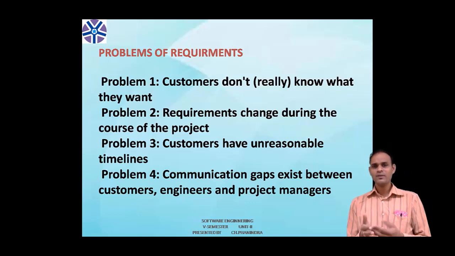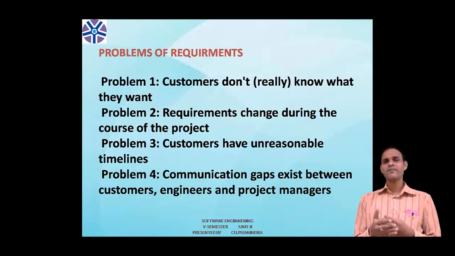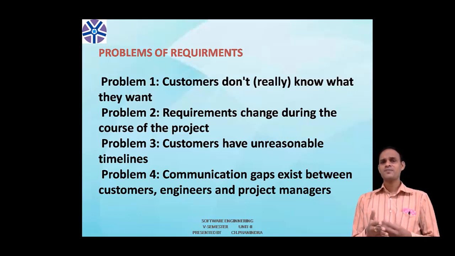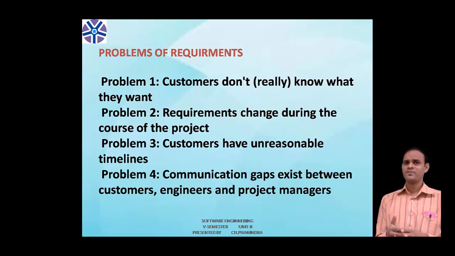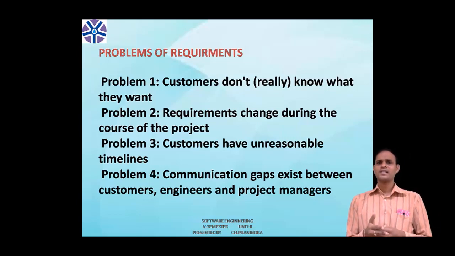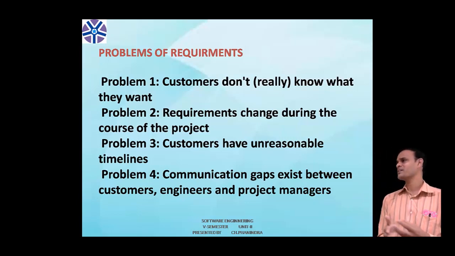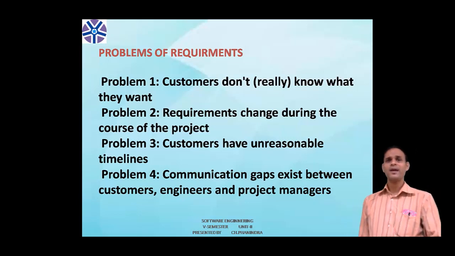Coming to the fourth one: communication gaps existing between the customers, engineers and the project manager. These are the main problems, and they are called problems of requirements. How can you identify them? Problem one, customers don't know what they need. Next, requirements keep changing during the course of the project, and I don't know at which time they will change. Problem three, customers have unreasonable timelines. They don't know what time we require. And next, communication gaps between the customer, engineers and project manager. These are the main problems we can identify and solve.